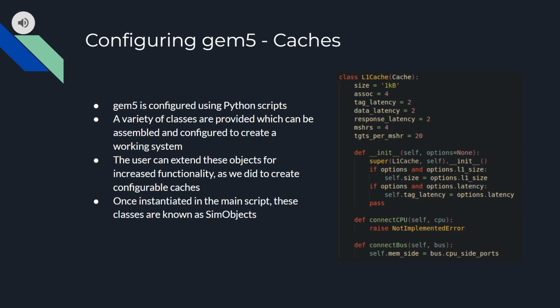Once classes in Gem5 are instantiated in the main configuration script, they are known as SimObjects. Each SimObject in a system represents a component of the processor, and Gem5 automatically collects relevant statistics for each SimObject, which is a huge help in collecting experimental results.